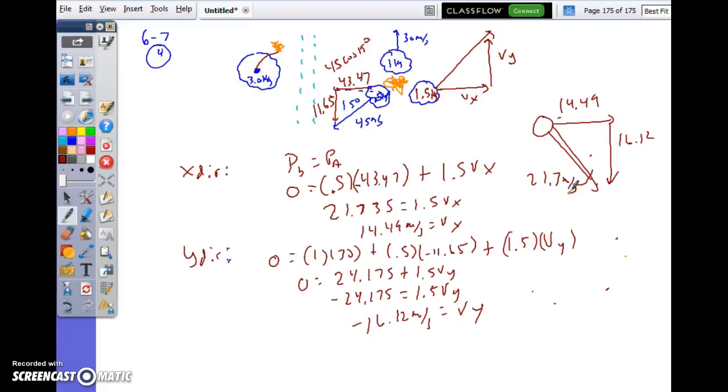Okay, 16.12 divided by 14.49, arctangent. The answer: 48.1 degrees south of east.